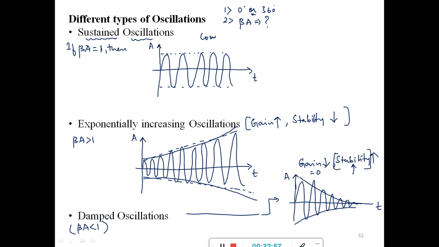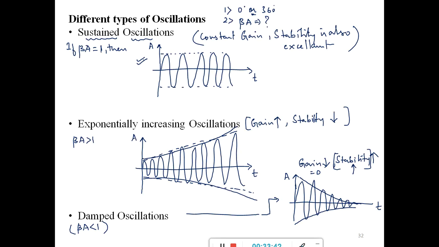Sustained oscillations have a constant gain, and their stability is also excellent. So these three oscillations will usually be observed in the case of any oscillator circuits, wherein we usually prefer the first one, which gives us sustained oscillations. I hope these things are clear to you, students, right?